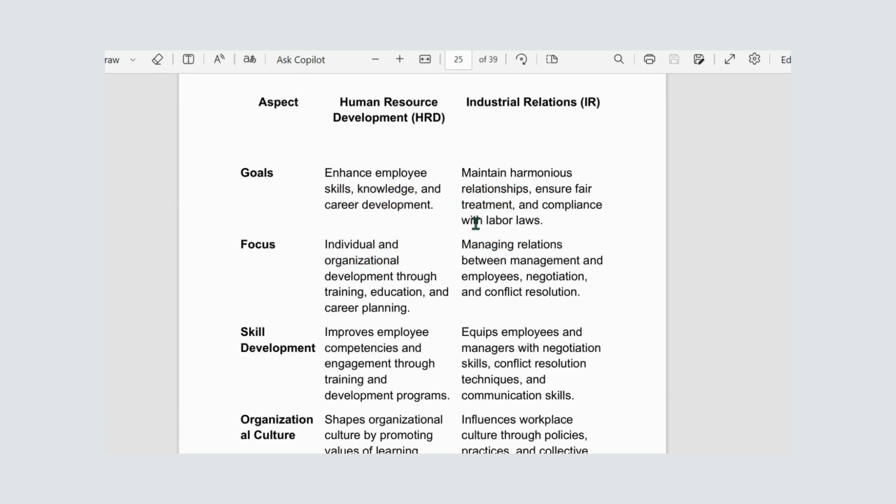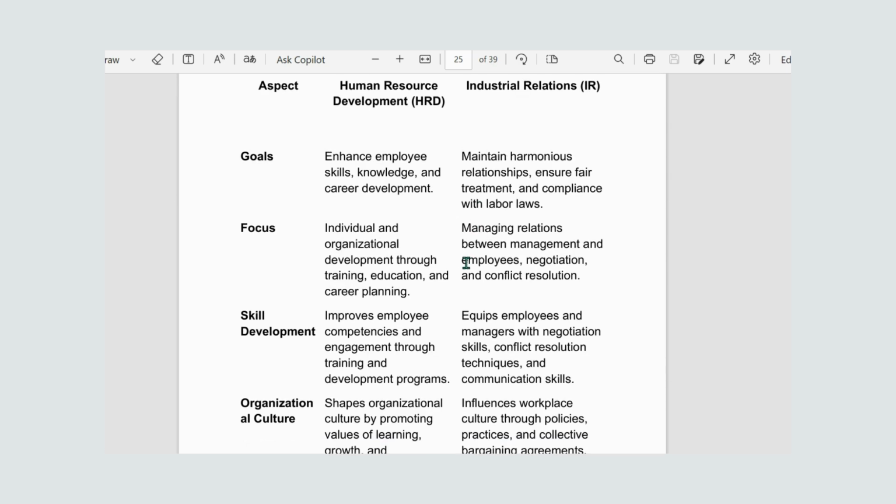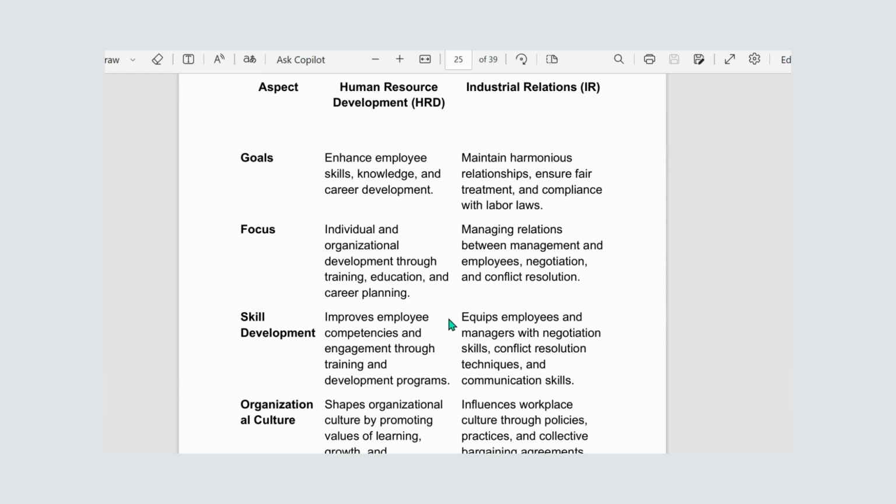I have made a tabular form to understand the interconnection between human resource development and industrial relations in a better way, so that you can understand and remember it in your exam. So here the main points given for the interconnection between them is goals. The goal of HRD is to enhance employee skills, knowledge, and career development, whereas the goal of industrial relations is to maintain a harmonious relationship and to ensure fair treatment in line with labor laws. And what is the focus of HRD? It focuses on individual and organizational development through training, education, and career planning. And the focus of industrial relations is that it manages relations between management and employees. Skill development in HRD improves employee competencies and engagement through training and development programs.